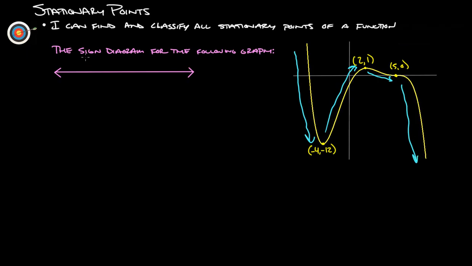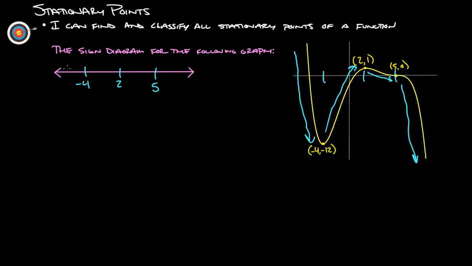So what we do for a sign diagram is we just put all of those x values in there. It doesn't necessarily have to be to scale, but the first x value is -4. And these are all of our stationary points here. The x value here is at 2, and the x value here is at 5. So to the left of this -4 value, so basically it's this point and this point right here.